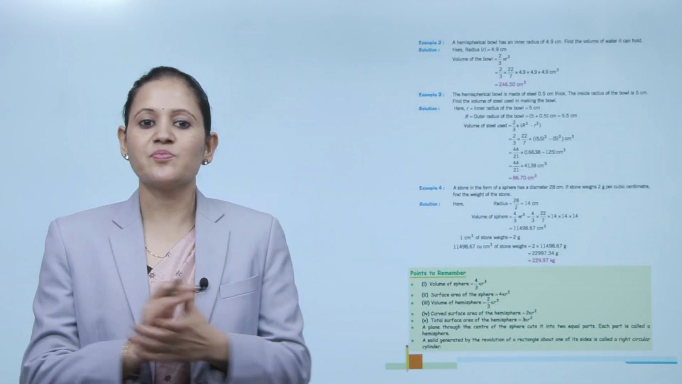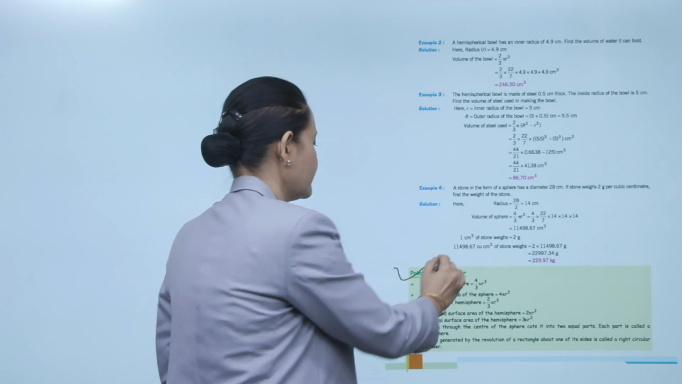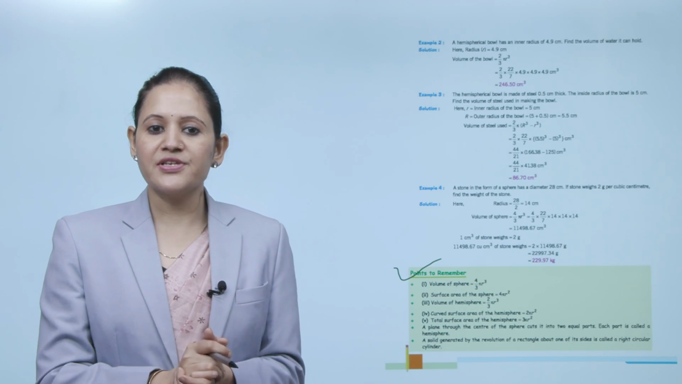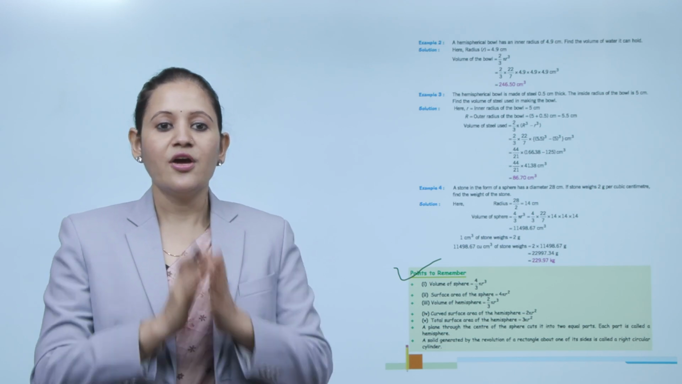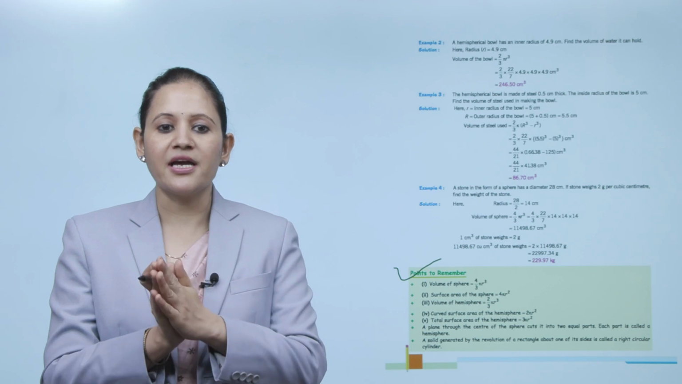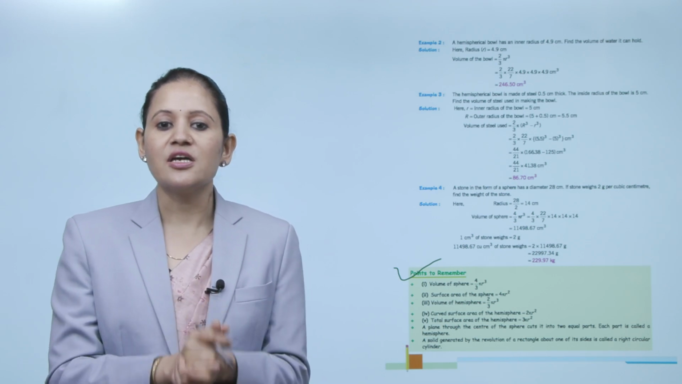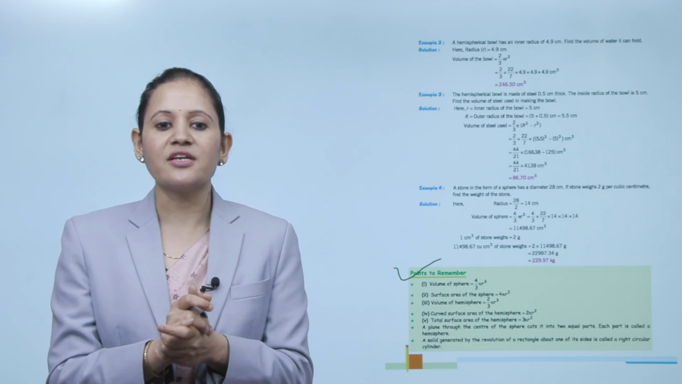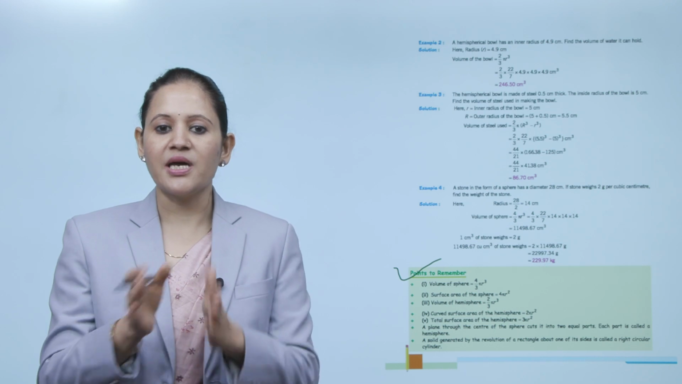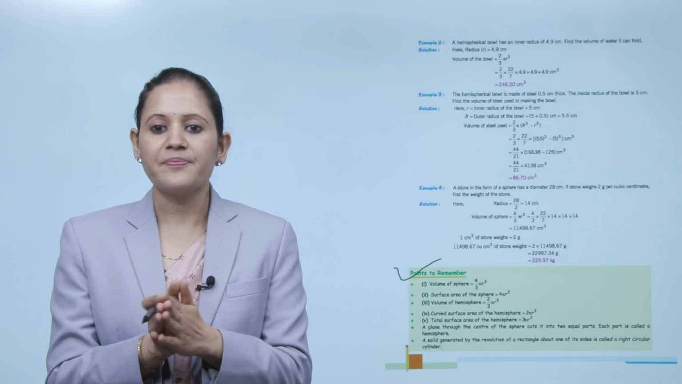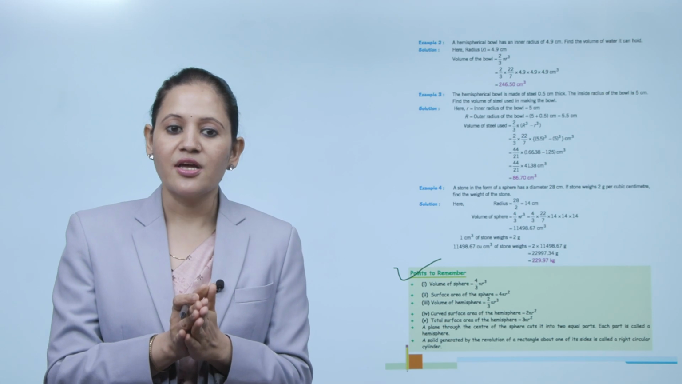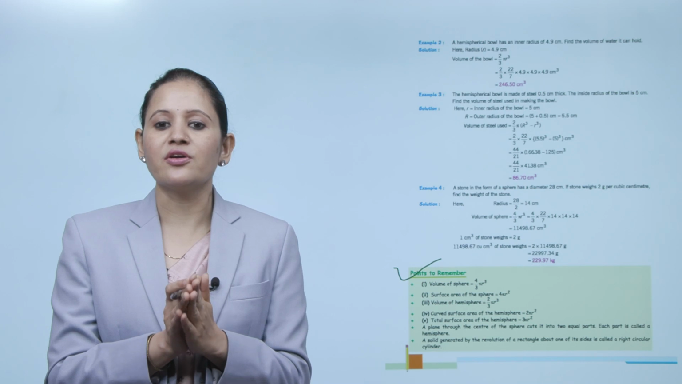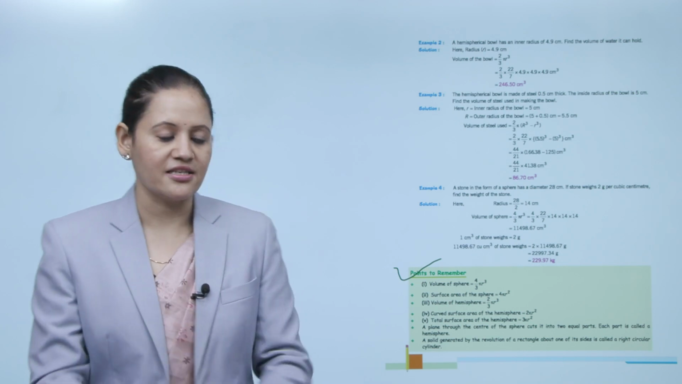Clear? Next is points to remember. Volume of the sphere 4/3 pi r cube. Surface area of the sphere 4 pi r square. Volume of the hemisphere 2/3 pi r cube. Curved surface area of the hemisphere is 2 pi r square. Total surface area of the hemisphere 3 pi r square. A plane through the center of the sphere cuts it into 2 equal parts. Each part is called a hemisphere. The solid generated by the revolution of a rectangle about one side is called the right circular cylinder.